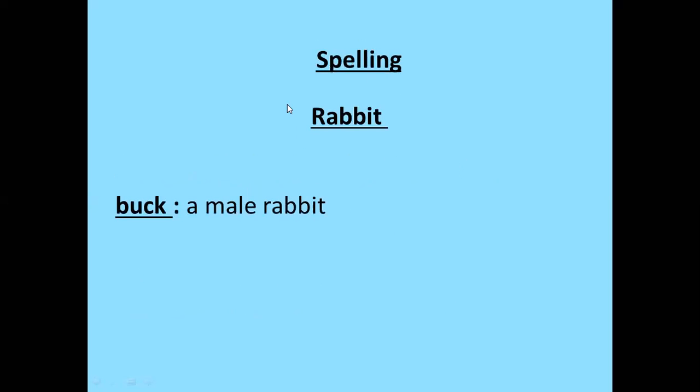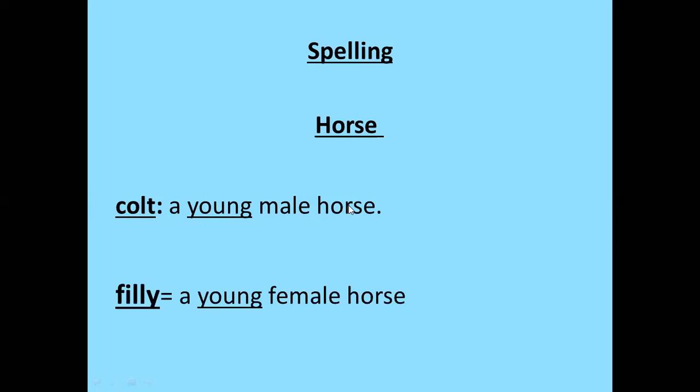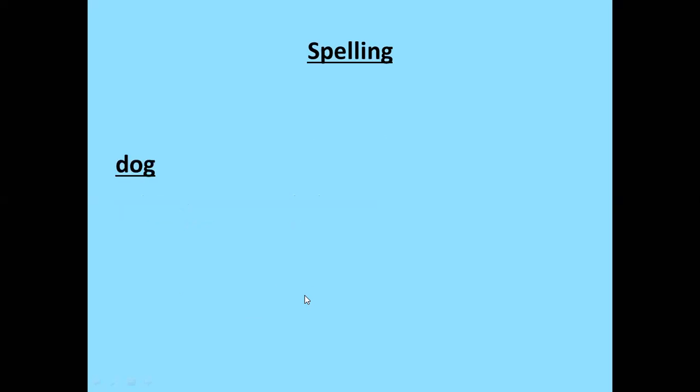Rabbit, this is the name of the animal, rabbit. And the male, buck, the female, doe. Horse, the name of the animal. Colt here is a young male horse. Again, we have a stallion, this is the adult one, but a colt is a young male horse. Filly is a young female horse, sorry. Dog, you know dog. And the female is bitch.